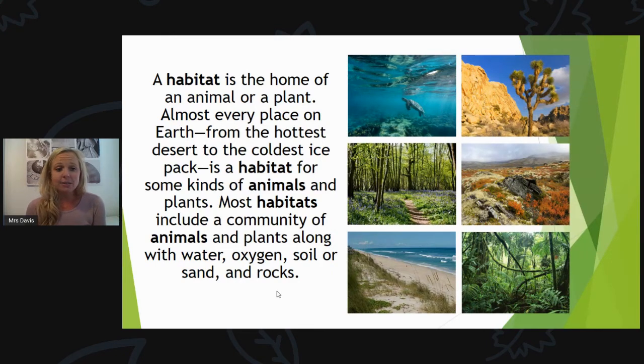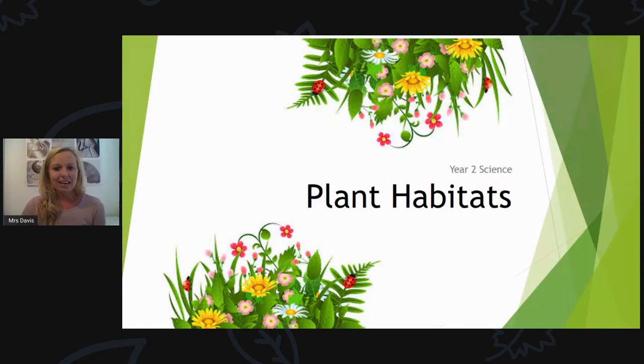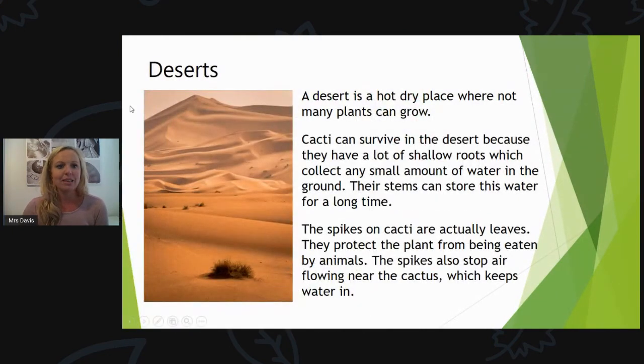Almost every place on Earth, from the hottest deserts to the coldest ice pack, is a habitat for some kind of animals and plants. Most habitats include a community of animals and plants, along with water, oxygen, soil, or sand and rocks. Okay. So plant habitats. Let's have a look at plant habitats today. We're going to start off with looking at the deserts.